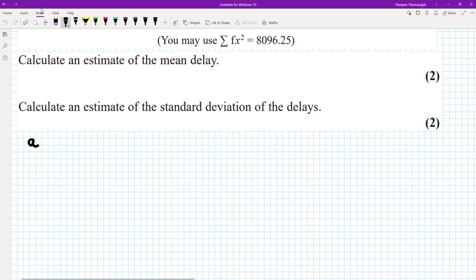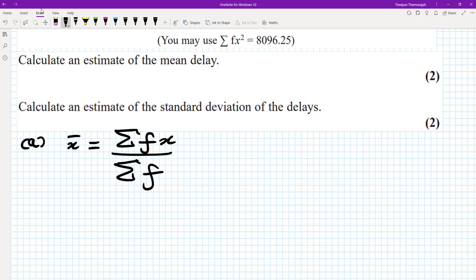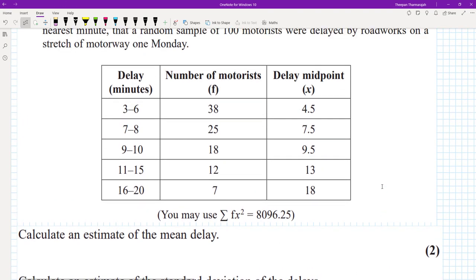To work out the mean, because it's group data, we need to do the sum of f times x. In our case, we've got f, the frequency here, and x, which is the midpoint, and we can get these values from a calculator.